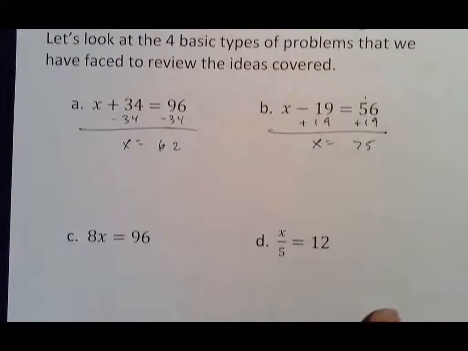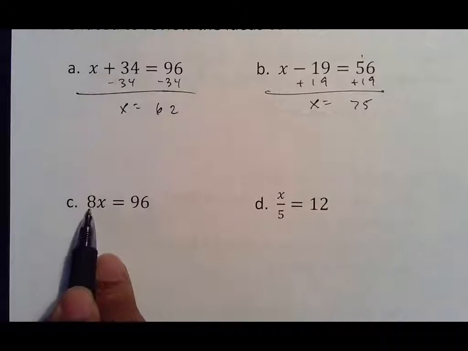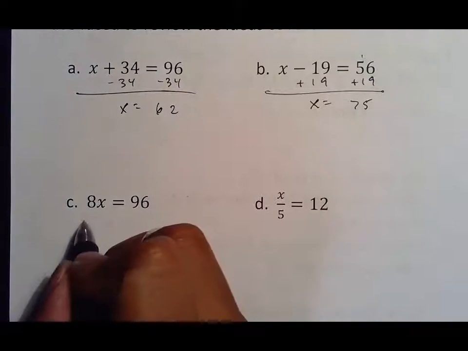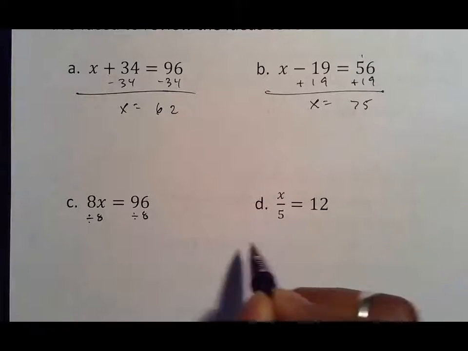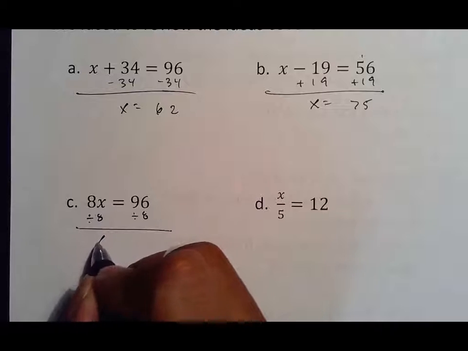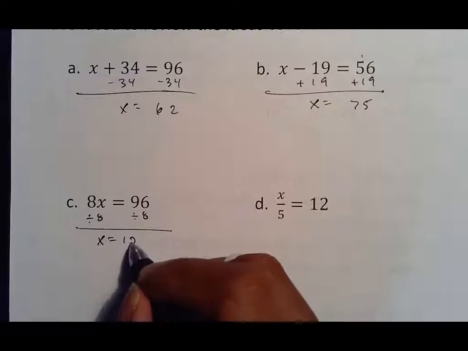Our third decision had a problem like this: 8x equals 96. The 8 is with the x, it is being multiplied, so in order to undo multiplication, we divide by 8 on both sides. The 8s went away, giving us x. 96 divided by 8 is 12.